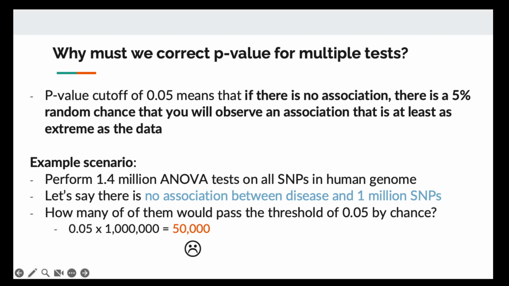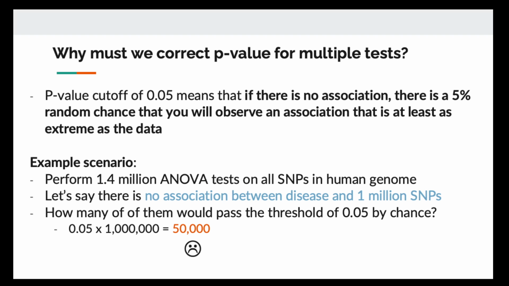If you apply a cutoff of 0.05 to your p-value with no adjustment, with no correction, you will have 50,000 SNPs being significant. And these are SNPs that have no association. So your data is going to be polluted by 50,000 false positives easily. And you know that this is a very weak estimate, right? There are going to be many more than 1 million SNPs that are not related, that are not linked. So this is a big problem.